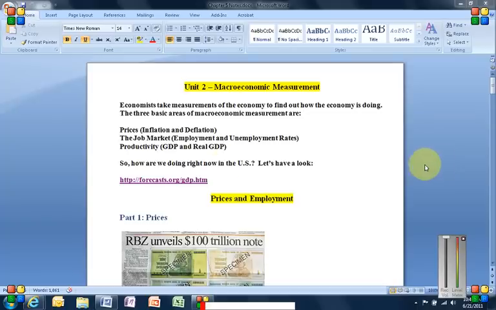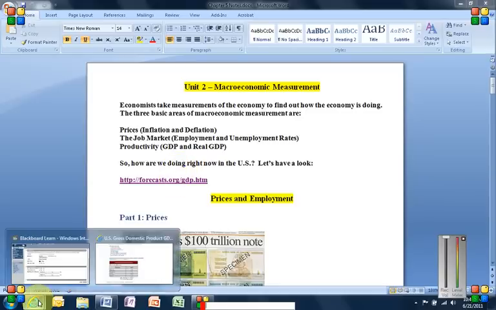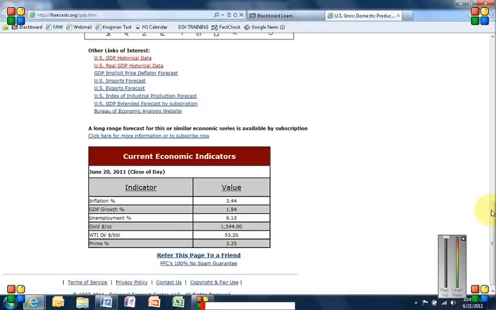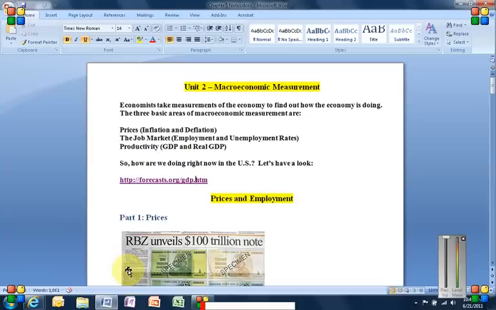So let's see how we're doing right now in the United States. Go ahead and click on this link. I've already opened it up. And what you want to do is scroll to the bottom of the page here to see the most pertinent figures. Inflation as of now, and at the time of this recording it's June 20th, 2011, so it's going to be a different set of figures most likely, definitely a different date for you whenever you click on this link. The inflation is 3.44%. GDP is at a growth rate of 1.84%, and unemployment is 9.1%. So that's where we are right now.